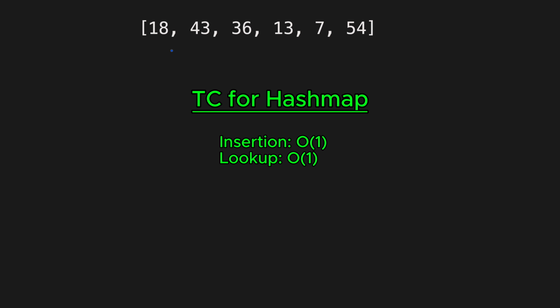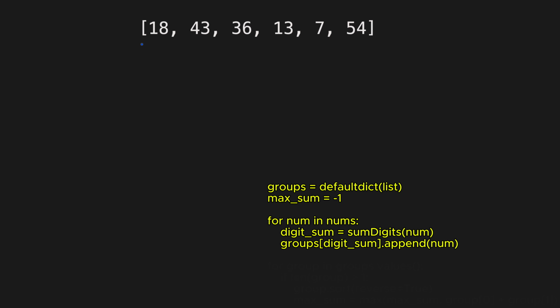The answer is Hashmap, because inserting the element in the Hashmap and looking up for it takes O(1) time. So we will compute the digit sum of all the numbers and add them to the Hashmap, grouping all the numbers by digit sum, say in a list.